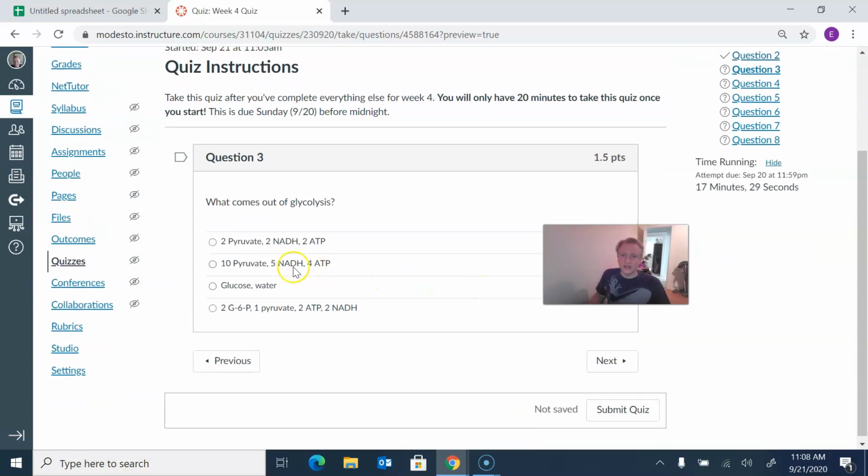What comes out of glycolysis? I see the answer here. 2-pyruvate to... Oh, I see why people had an issue maybe with this one. This was rude of me. Because this is almost like a multiple, not quite, but this is almost just like the same answer, but more. Yeah, this was not great. This is a fair question, but not a very nice question.